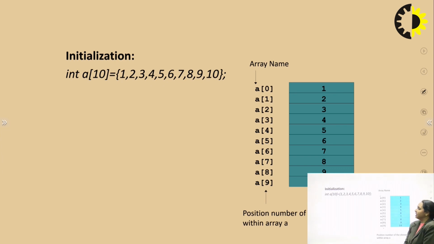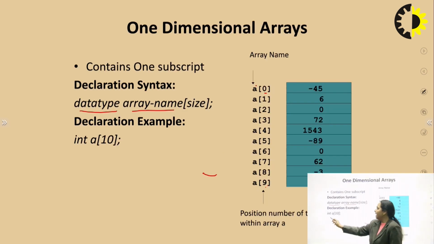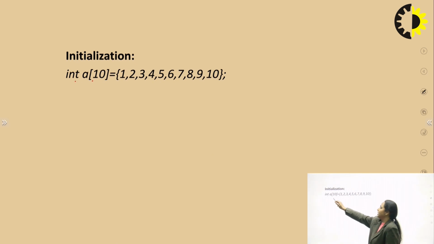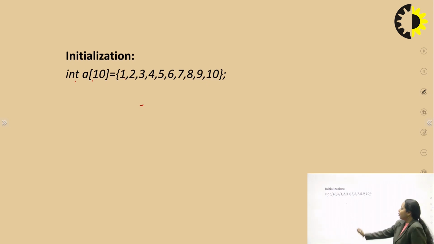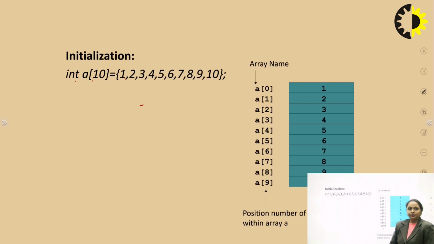Now how is the array initialized? For example, int A[10], as in the previous example, is declared. Now how to initialize values within this array? Values are initialized as int A[10] equal to, within the curly brackets, with the help of commas, you can write different values which are required within the program. In this example, I am taking different values starting from 1 till 10. All the values are comma separated and written within the curly brackets.